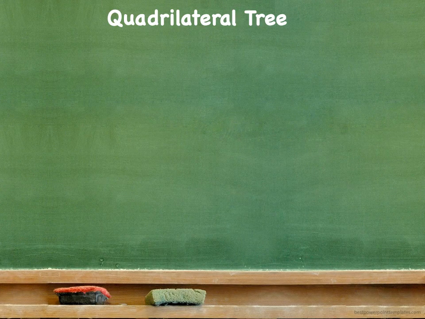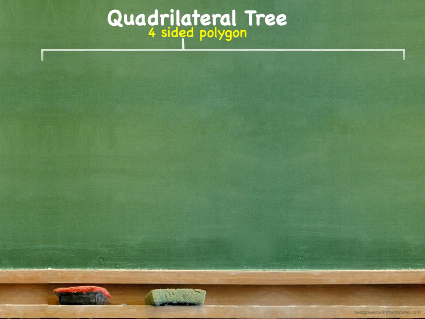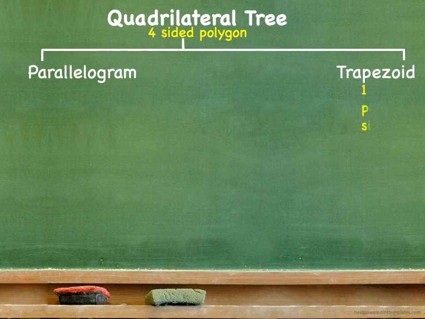So the first thing and the easiest thing to do is we've got a quadrilateral tree. Okay, in the quadrilateral tree, we have the quadrilaterals. A quadrilateral is a four-sided polygon. So anything that falls under this tree has four sides. Now, as with any tree, we have branches. So off to the left, we have a parallelogram. Then we have a trapezoid on the right.